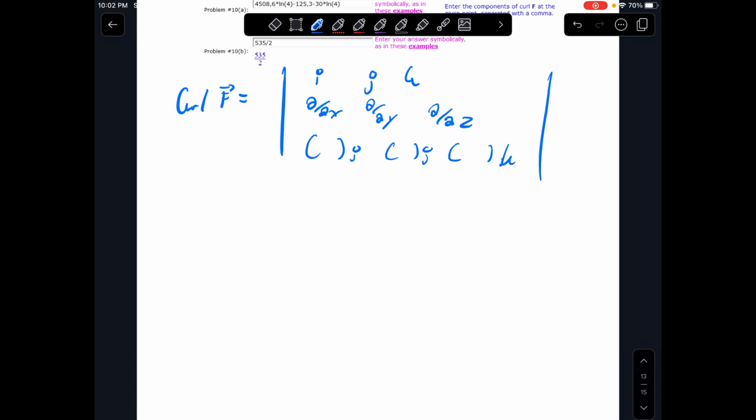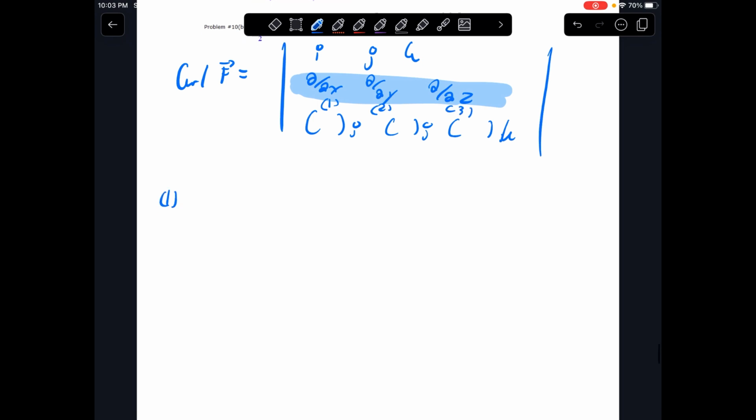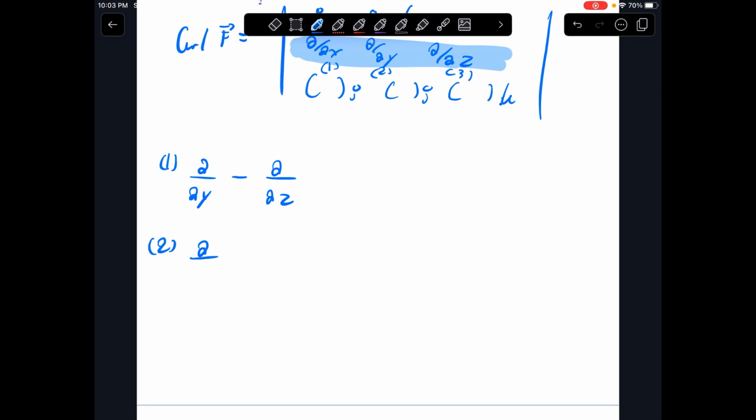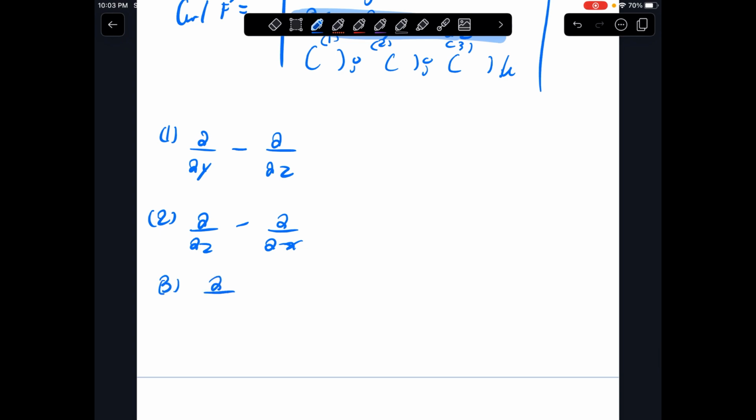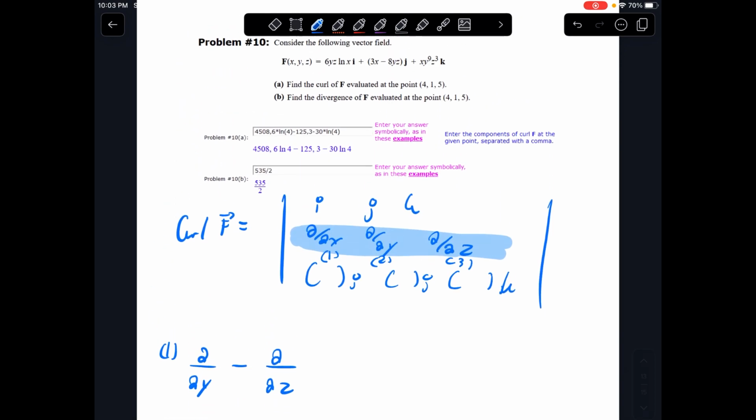Now, remember that each of these guys right here is actually more than what the eye sees. So for the first one, I'm going to label these 1, 2, 3. For 1, you're computing the partial derivative with respect to y minus the partial derivative with respect to z. The second one will be the partial derivative with respect to z minus the partial derivative with respect to x. And the third one will be the partial derivative with respect to x minus the partial derivative with respect to y.